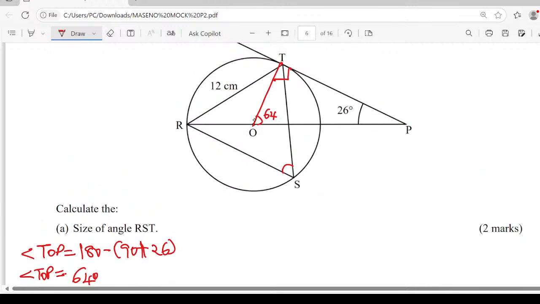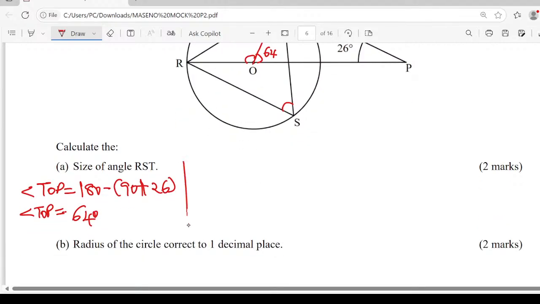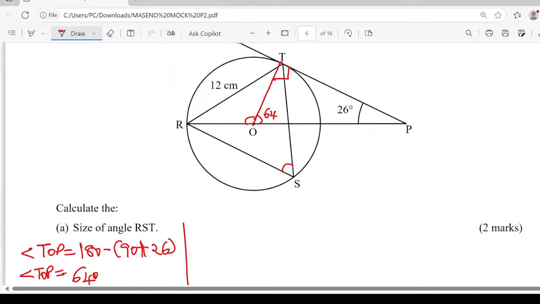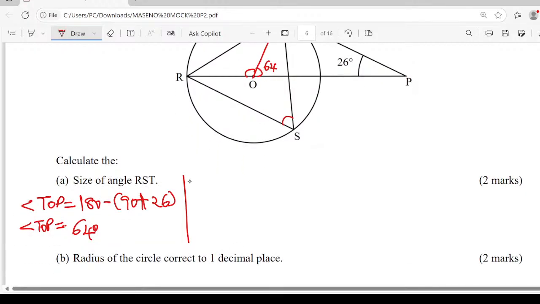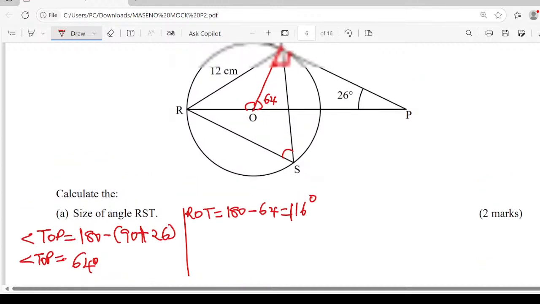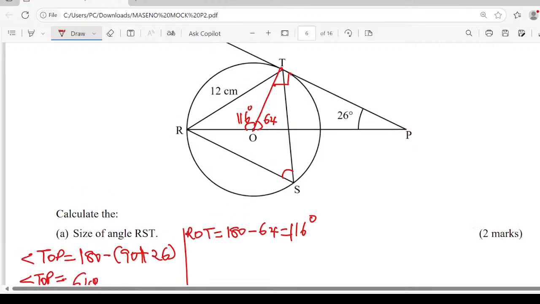But now when you look at that angle with this angle of ROT, they are supplements. So ROT now is going to be 180 minus 64, which is 116 degrees. Now, once this angle is 116 degrees, it's being subtended by chord RT.